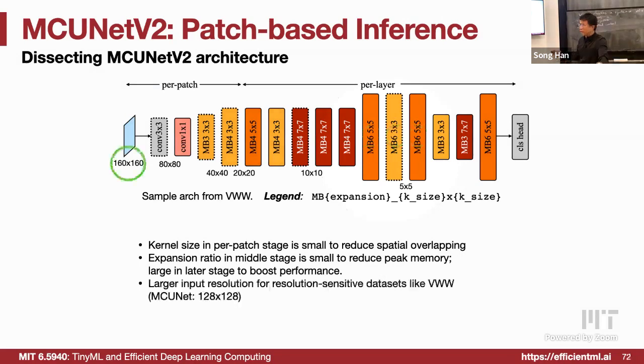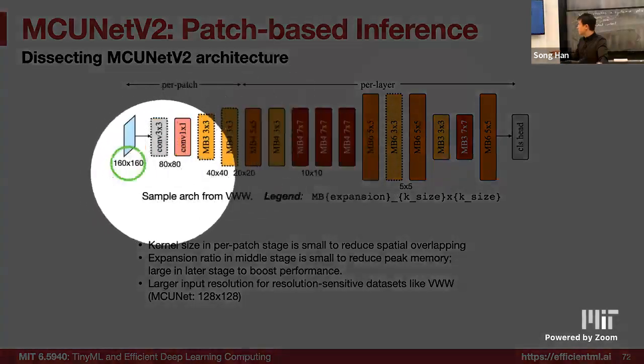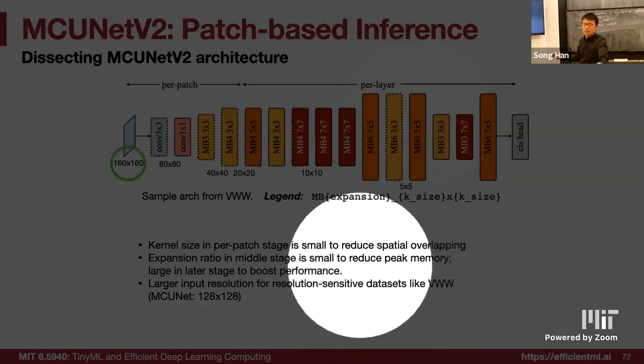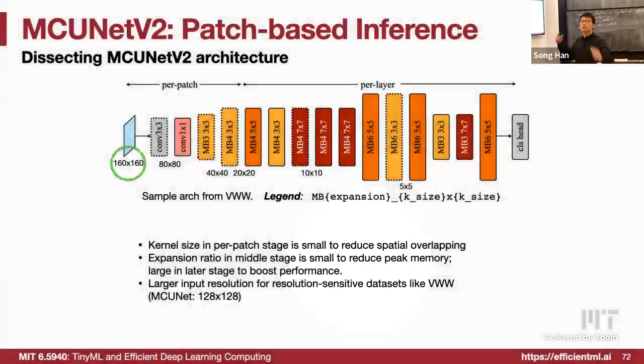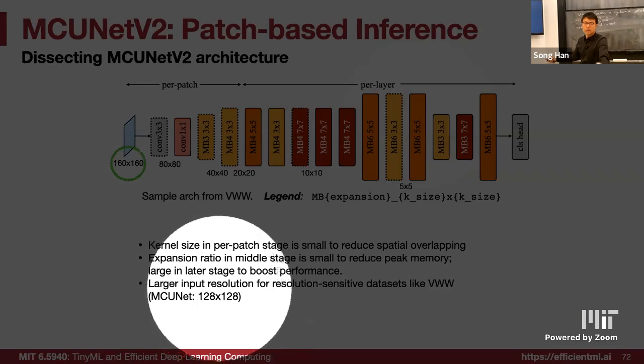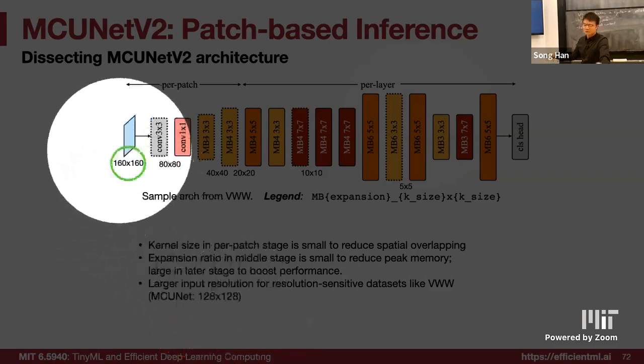And also we find we can fit a larger input resolution. Okay, for those resolution sensitive data sets like visual wake words, make sure you have a larger resolution. So even a smaller person far away, you can still detect him or her. Versus our last generation MCUNet v1 can only support up to 128. Now we can support 160.